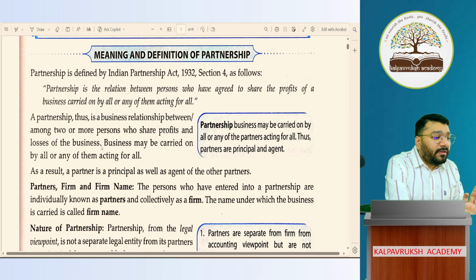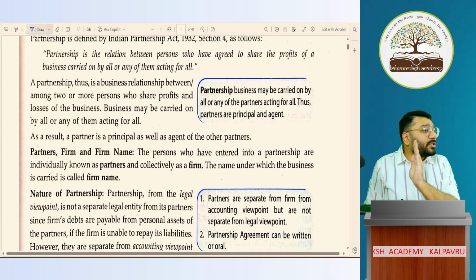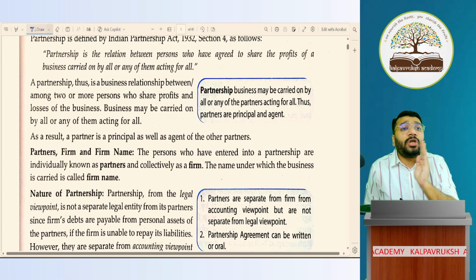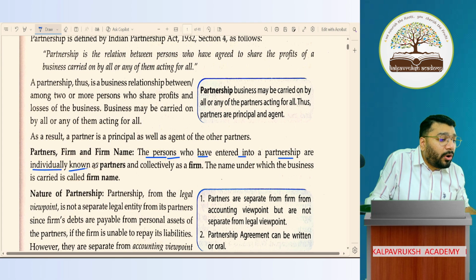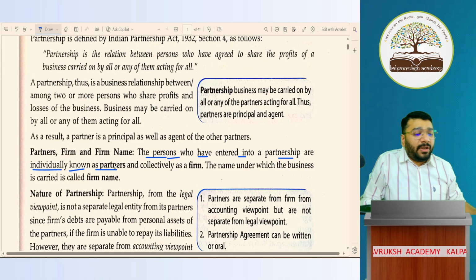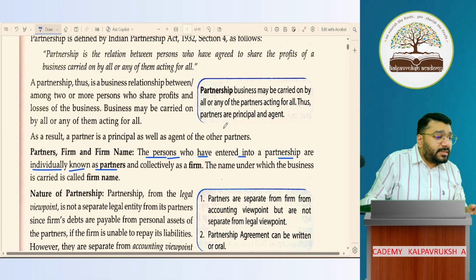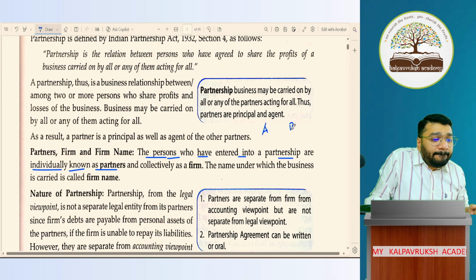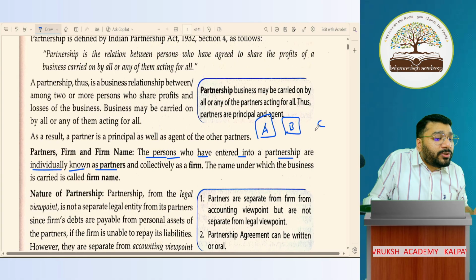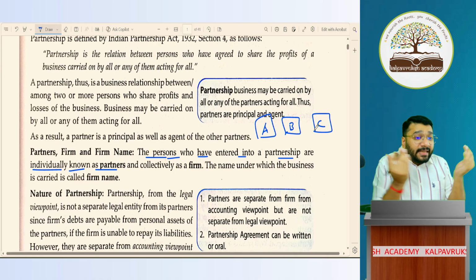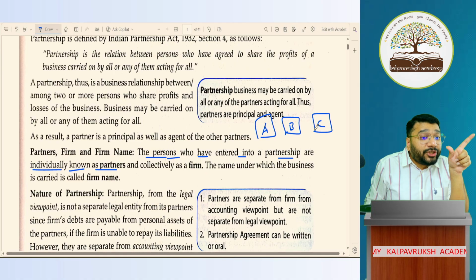Then what did we learn? We learned that in partnership business, each individual owner is called a partner. The persons who have entered into partnership are individually called partners. Let's take an example where there are 3 individual people who came together with the intention to do business, and the names are A, B, C. A, B, C individually are called owners, and individually they are called partners. Collectively, A, B, C together are called a firm. What firm? Partnership firm. Got it?